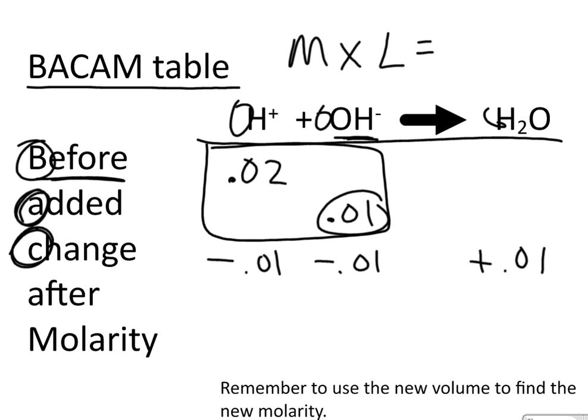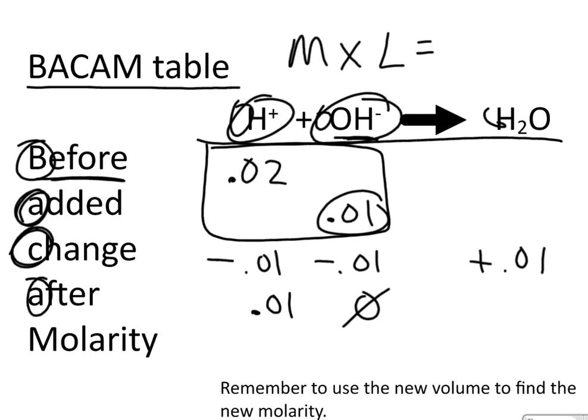After just means canceling out the moles, meaning subtracting the change line from the line above. So 0.01 minus 0.01, I would have 0 amount of OH left. 0.02 minus 0.01 means I would have 0.01 moles of H+ left. So I know I'm before equivalence because I still have H+ left over.